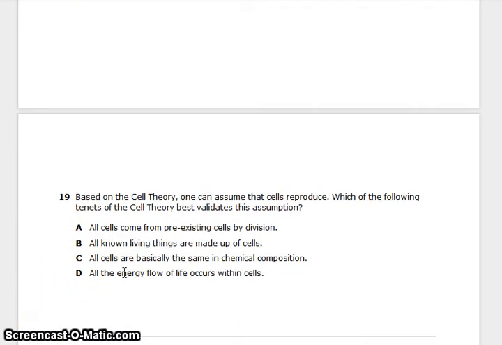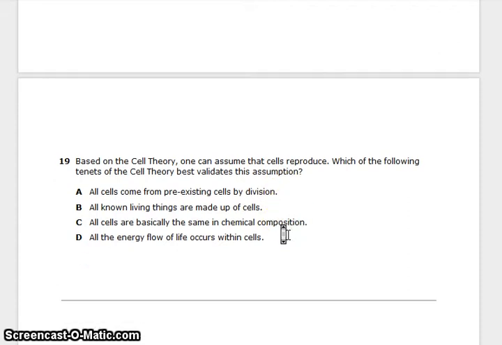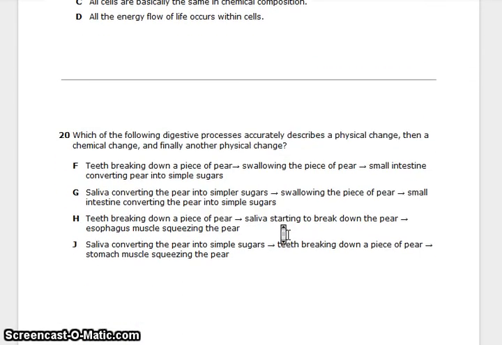19. Based on the cell theory, one can assume that cells reproduce. Which of the following tenets of the cell theory best validates this assumption? A. All cells come from pre-existing cells by division. B. All known living things are made up of cells. C. All cells are basically the same in chemical composition. D. All the energy flow of life occurs within cells.